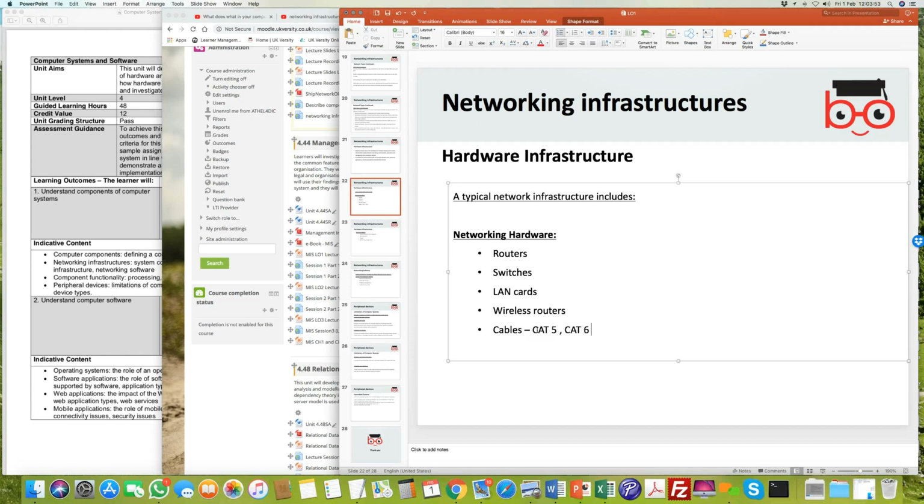Now they had different capacities. They were basically made up of copper. As the material improved, it allows more data at higher speeds to be transmitted. So Cat5 were basically cables which allowed data to go at kilobytes per second. Cat6 is gigabytes per second. So megabytes and gigabytes.